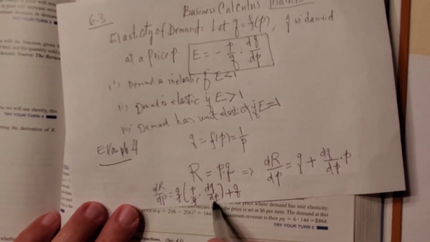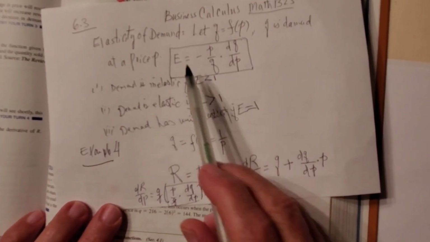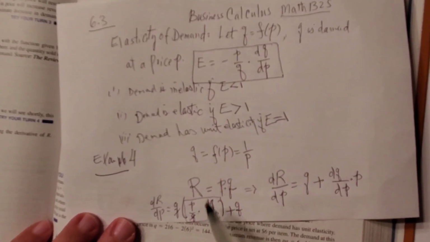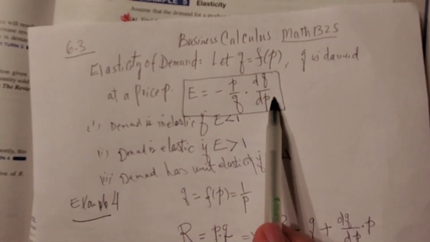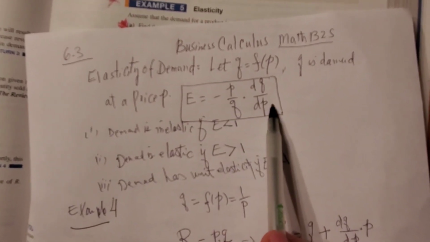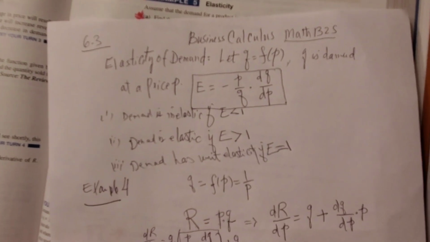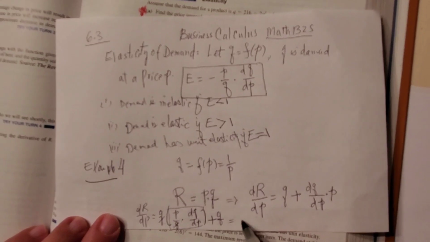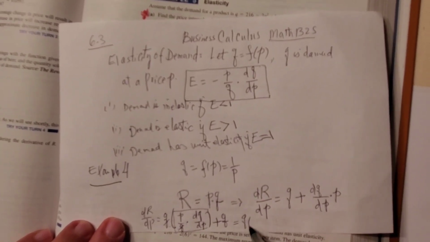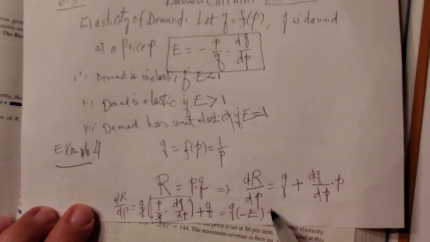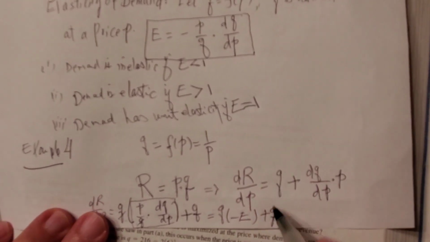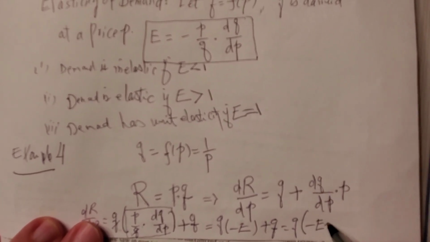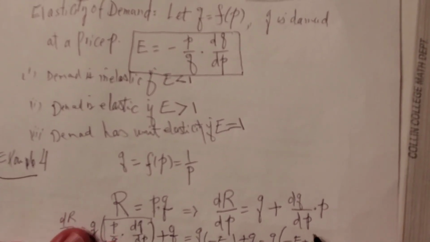Now you can see that this is nothing but the definition of E above if you multiply by a negative. In other words, if E is the negative of this, then the product is equal to negative E. So that would be negative E plus Q. So far we have Q times negative E plus Q, which is in fact, if you take Q out as a common factor, Q times negative E plus 1. And this is the point that we are interested in.